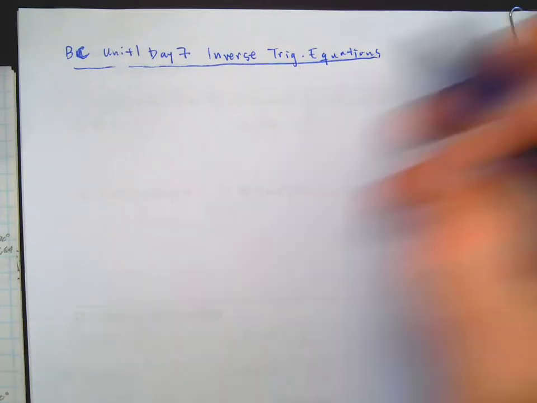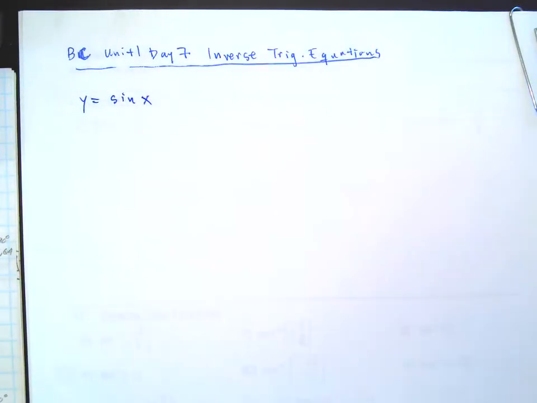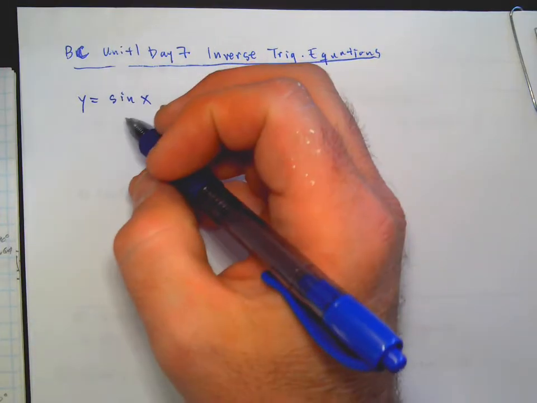Now let's just do a quick review of what inverse trig functions look like, their domain, their range, what their graphs look like. And the best way is to start with y equals sine x. In general, when we're graphing weird functions that are inverses of other functions, that's always a good place to start, is just to start with the original function.